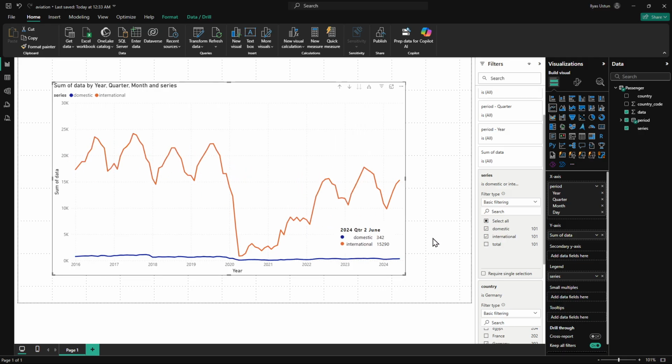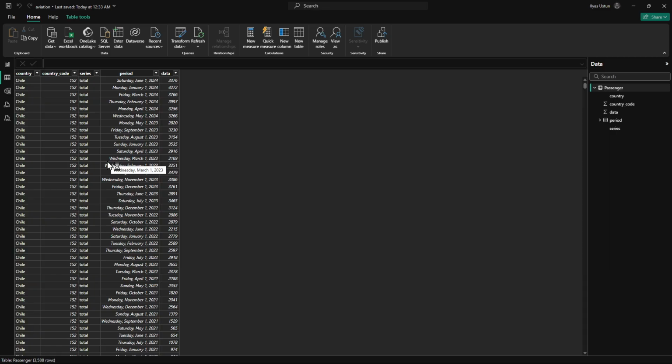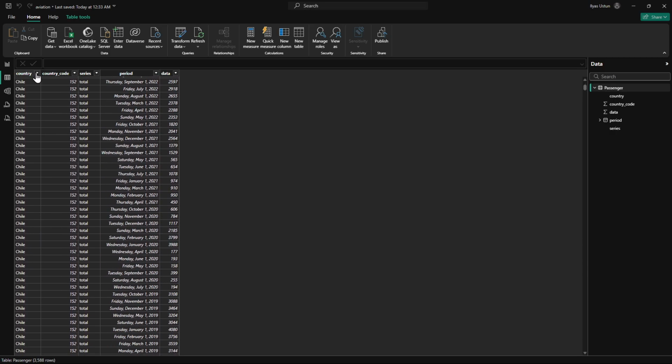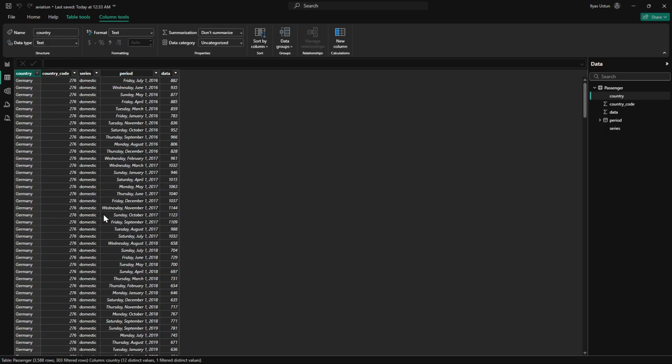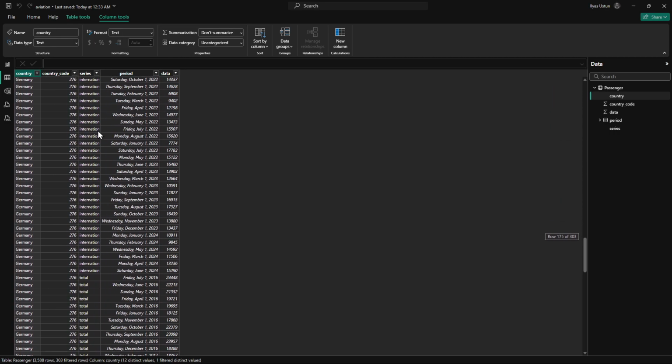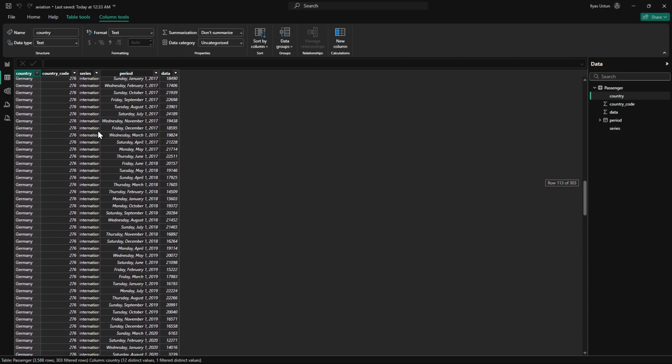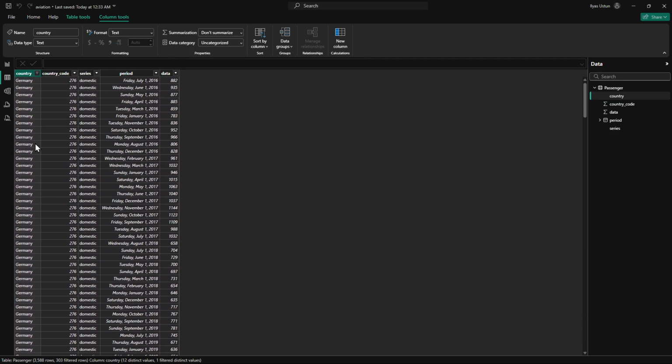What happens here? Let's try to understand that correctly. First of all, the data is only from Germany. So within the table, it will find Germany right there. And then within Germany, there are domestic flights, international flights, and total flights. The filtering is happening based on the country. Only those rows that belong to Germany are taken into account.